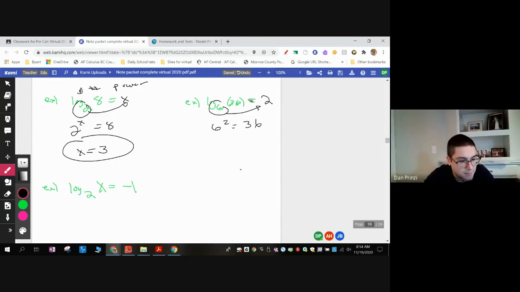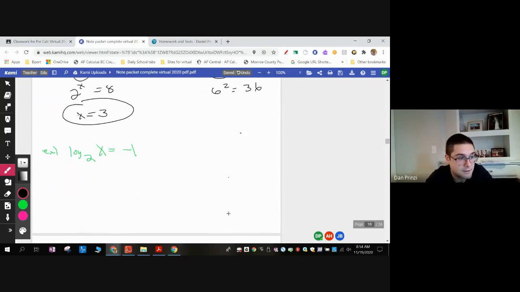Okay. And my last one, remember, the answer to a log is an exponent. They're inverses. How about the log base 2 of x equals -1? Can anyone write that for me in exponent form? It's in log form now. Can anyone write that for me in exponent form? What do you guys think?